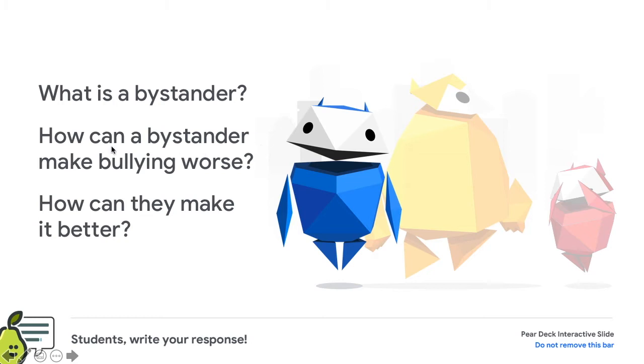So I want you to think about how can a bystander make bullying worse? How could this bystander make the bullying worse? And how can they make it better? Well, a bystander could make it worse because maybe they don't tell the teacher that the yellow character over here is a bully. And then the bully can keep bullying people. So a bystander could make it worse if they don't report the bully.